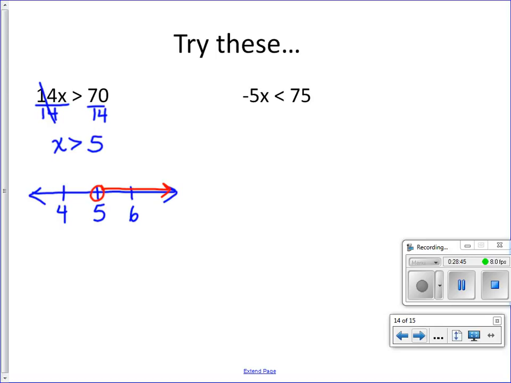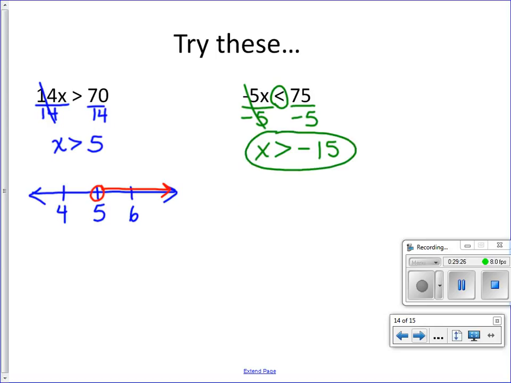All right. In my next problem, negative 5 times x is less than 75. I'm going to divide both sides by negative 5. And I'm dividing by a negative number, so I have to always keep that in my head. When I multiply or divide by a negative number, I have to take this inequality symbol and turn it around. So I'm going to flip it in the opposite direction. What was less than is now greater than. And 75 divided by negative 5 is negative 15. So I have x is greater than negative 15.